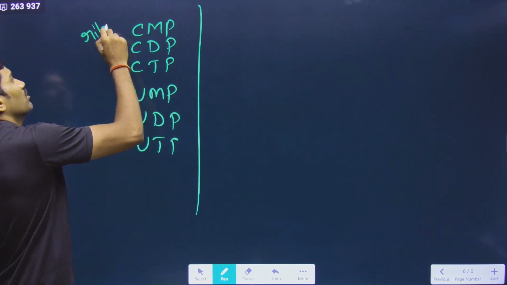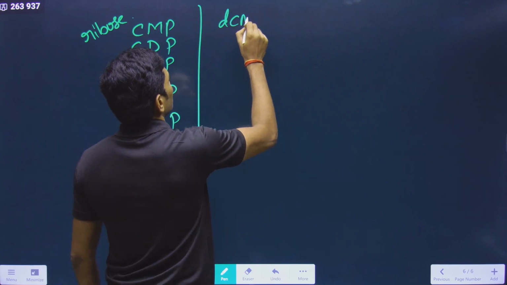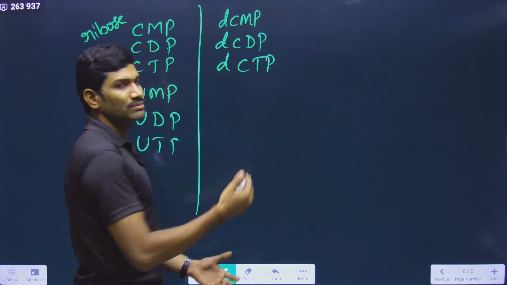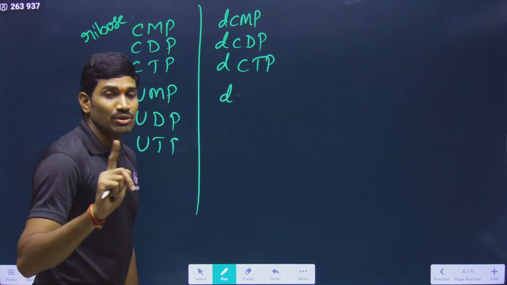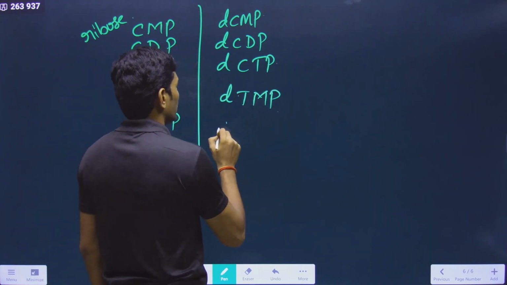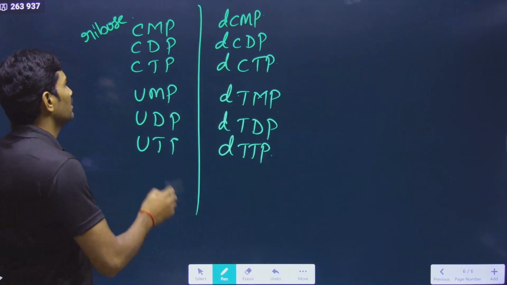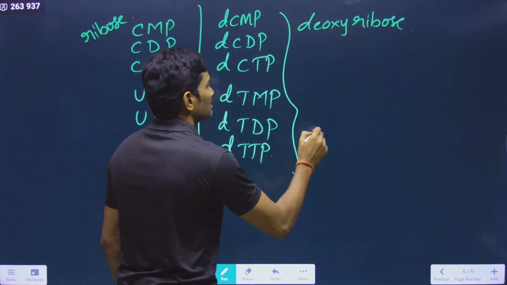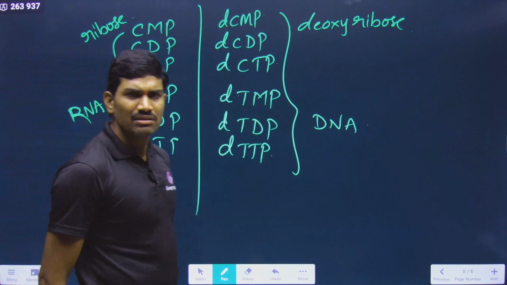And these are with respect to ribose sugar containing. If deoxyribose is present, small d will come. Small d CMP, deoxycytidine monophosphate, deoxycytidine diphosphate, deoxycytidine triphosphate with respect to deoxyribose sugar. And here with respect to thymine, please remember if it is deoxyribose sugar, uracil cannot be present, it should be thymine that is present. Then what happens? Deoxythymidine monophosphate, deoxythymidine diphosphate, deoxythymidine triphosphate. Simple names. And these are with respect to deoxyribose. That means these nucleotides are related to DNA and these nucleotides are related to RNA. That's it. Very simple concept.